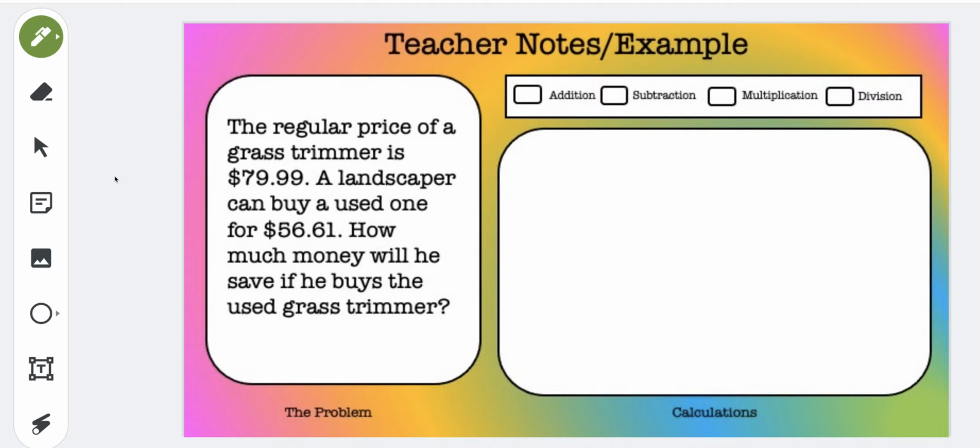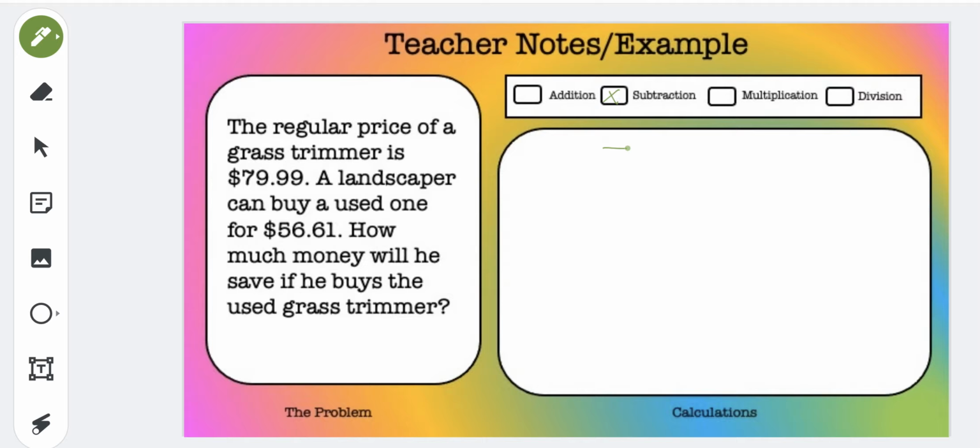All right, so the first problem says the regular price of a grass trimmer is $79.99. A landscaper can buy a used one for $56.61. How much money will he save if he buys the used grass trimmer? Okay, so anytime you're dealing with a word problem, you want to know, first of all, is it an addition problem, subtraction problem, multiplication problem, or division? All right, and we want to know how much is he going to save, right, if he goes with a cheaper model, right? So this is going to be a subtraction problem, and we need to subtract $56.61 from $79.99.